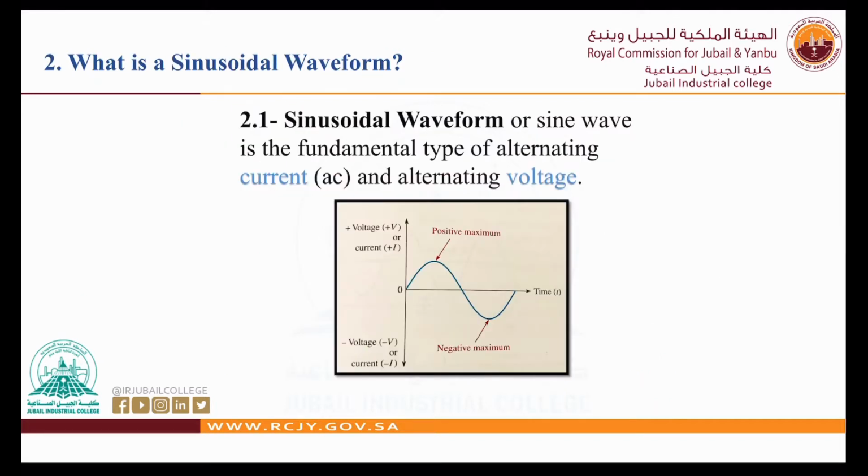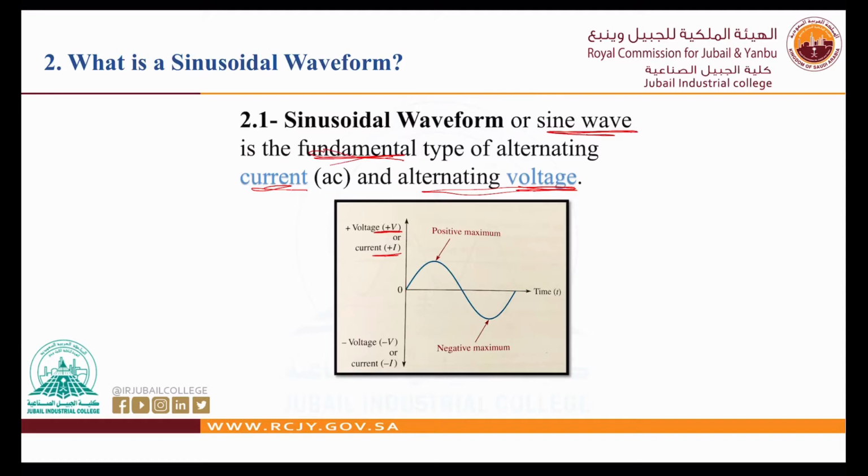Now, the sinusoidal waveform, or sine wave, guys, is the fundamental type of alternating current. Fundamental means the basic one, guys. Fundamental type of alternating current AC or alternating voltage. So we have two types here of sine waves. We have current, we have voltage. That's why we're having here, guys, voltage as you can see, and current here. So you can have a sine wave for voltage and a sine wave for current.